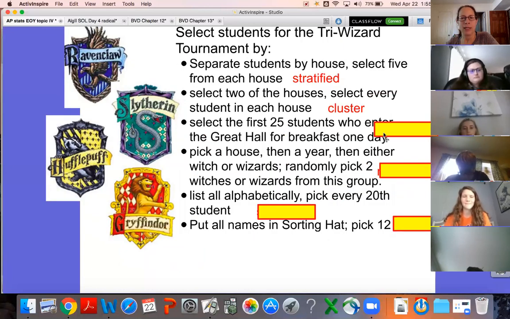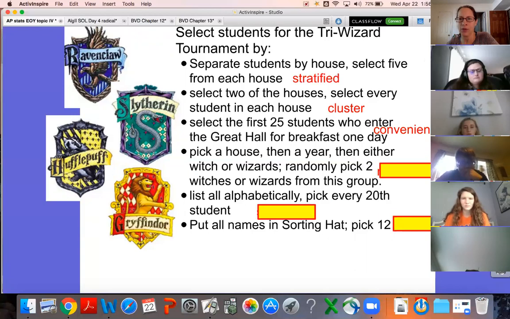Okay, so let's say I'm going to take the first 25 who enter the Great Hall for breakfast. Let's do Lauren. Convenient. Yes. Okay, so how about I pick a house and a year and then either witches or wizards, and I randomly pick 2 witches or 2 wizards from this group. What do you think that's going to be?